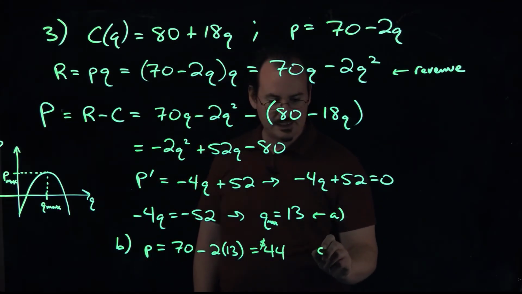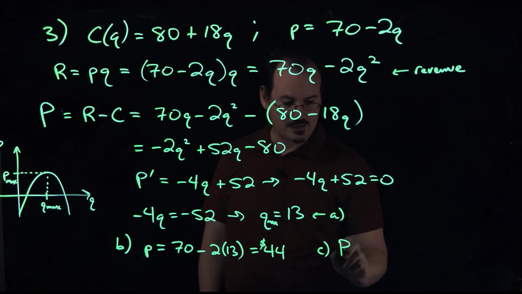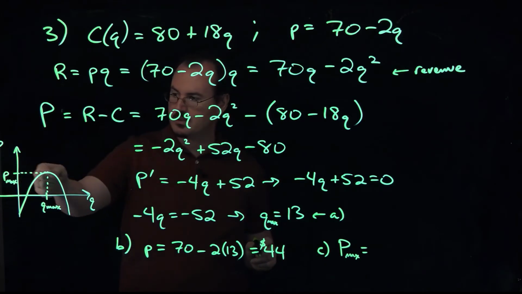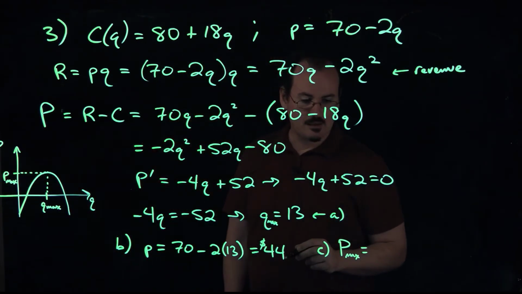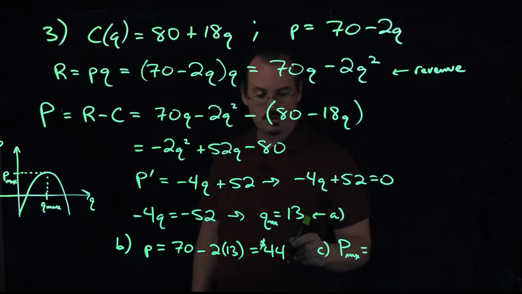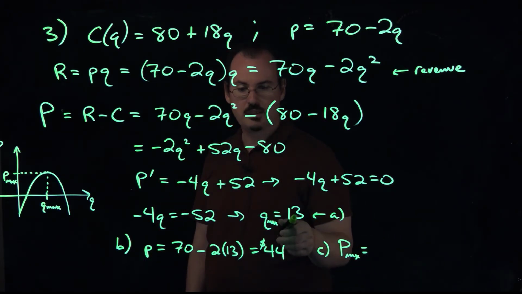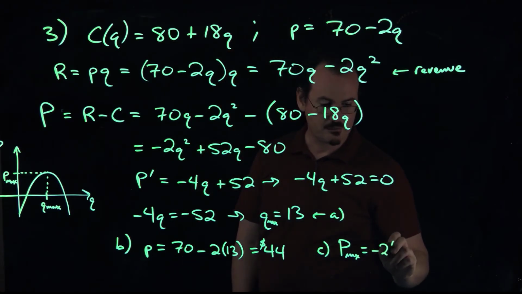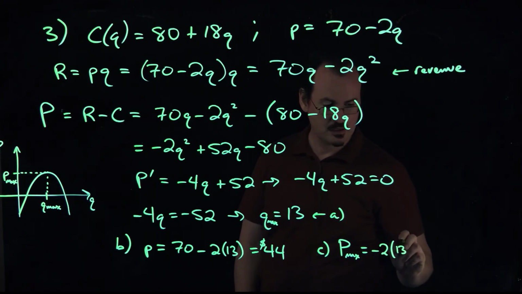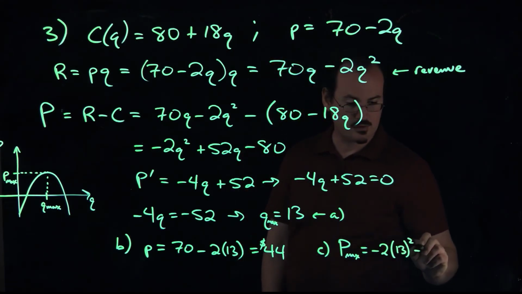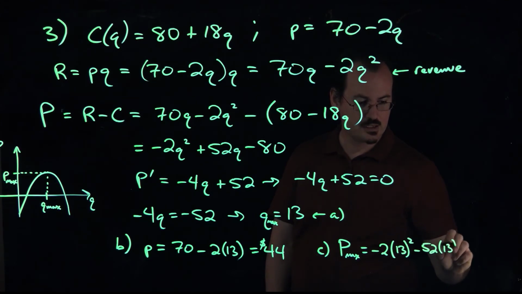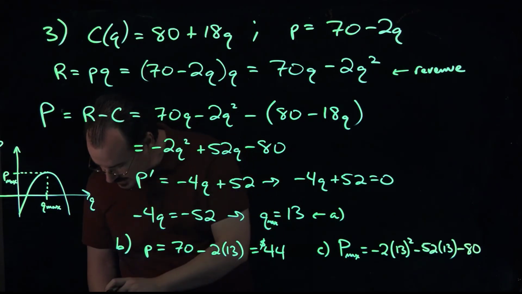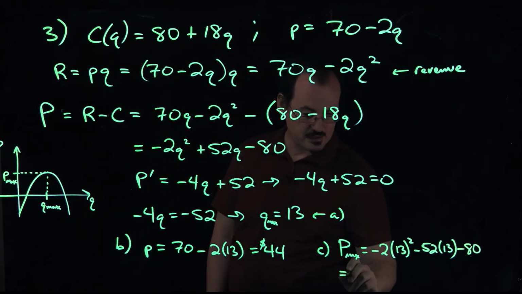And then finally, part C is asking us to find the maximum profit. So that's the big P, call that big P max. That would be the P value that corresponds right there. And that we get by plugging the Q value that we got, the 13, into the profit function right here. So that's minus 2 times the 13 squared plus 52 times 13, and then minus 80. When you do all that, I did that in my calculator here, you should get $258.